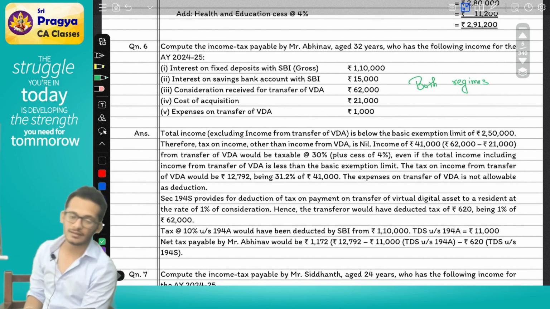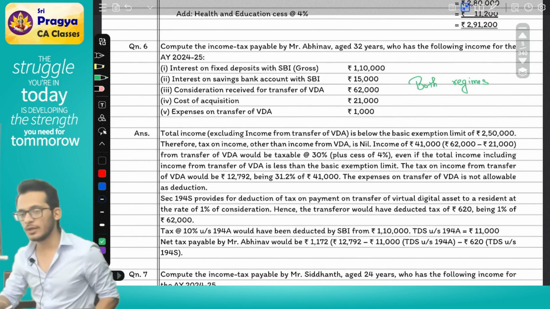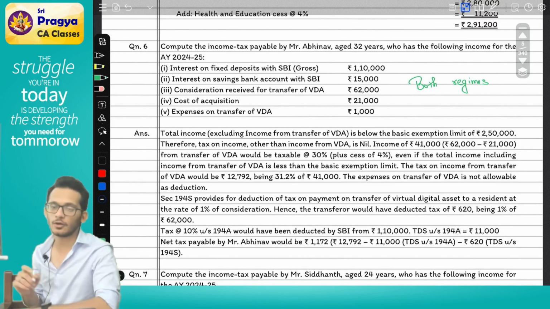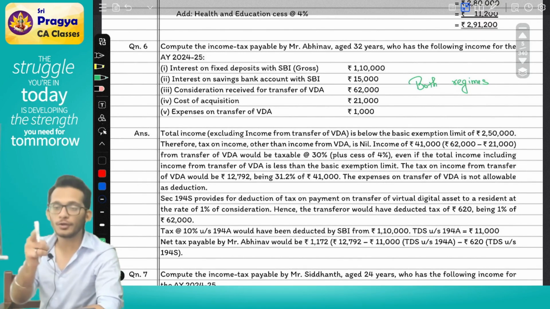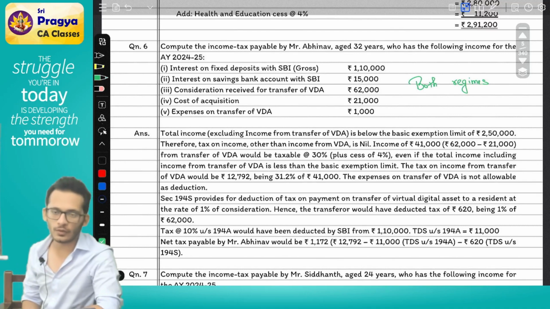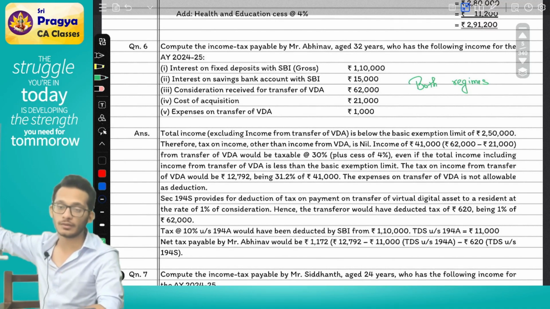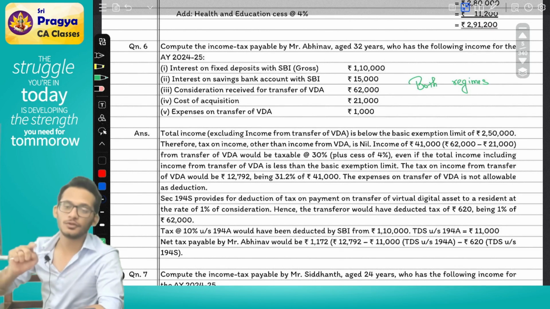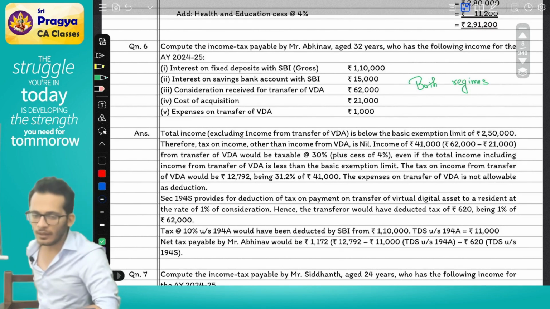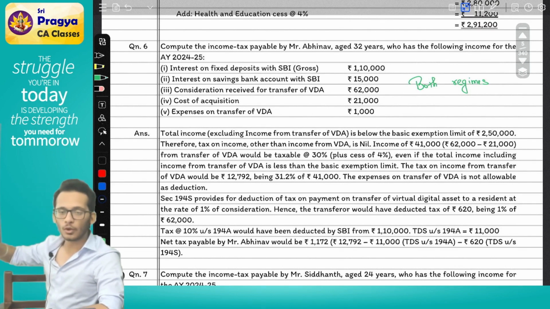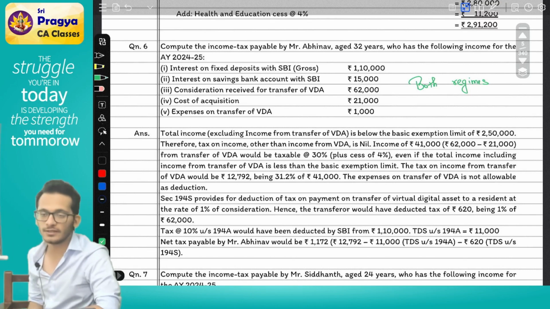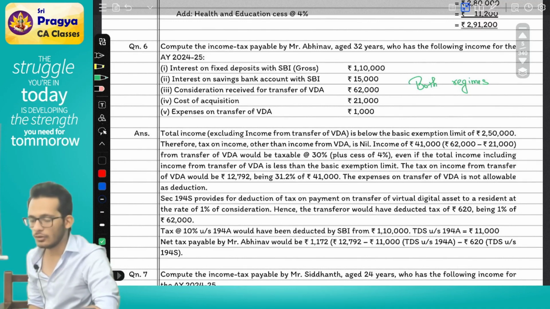Understand, you are a normal individual. The reason this regime is brought is because we want to ask you what you want. In this question, have they told you what they want? So as a CA, what are you supposed to do? You have to tell them what they want. So you will take both the regimes and choose whichever is lower.